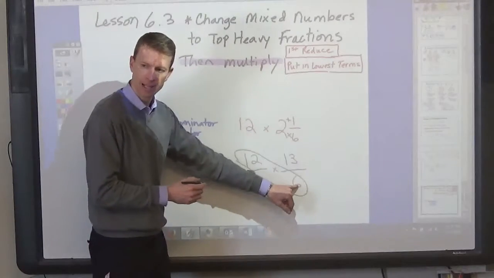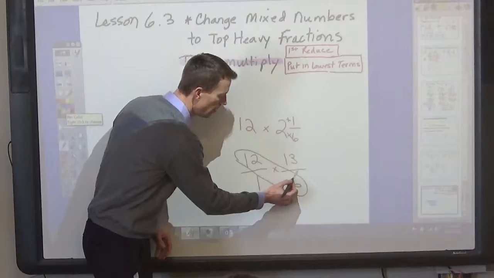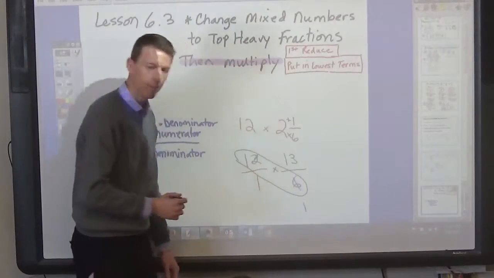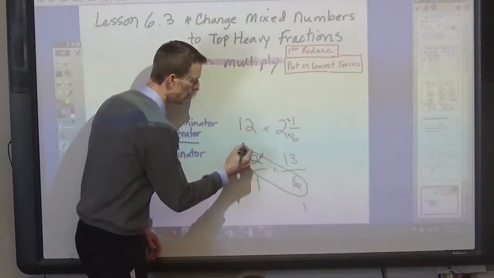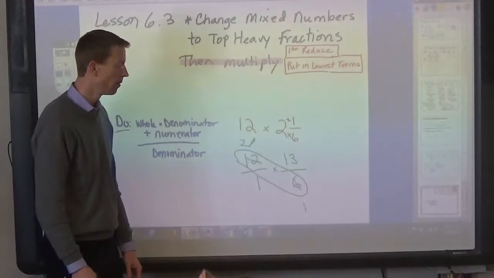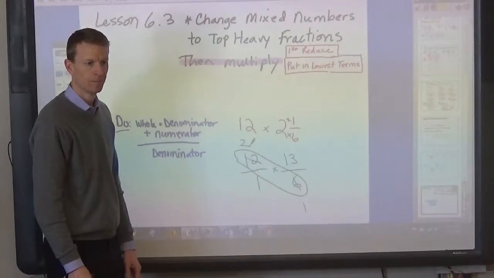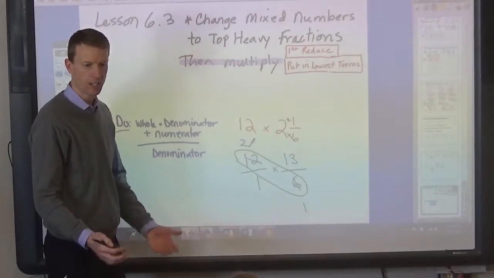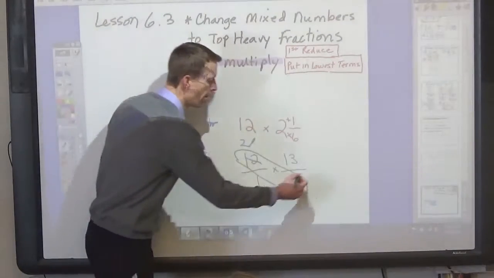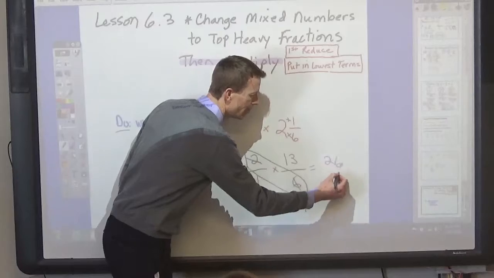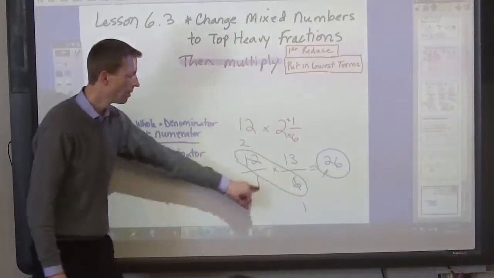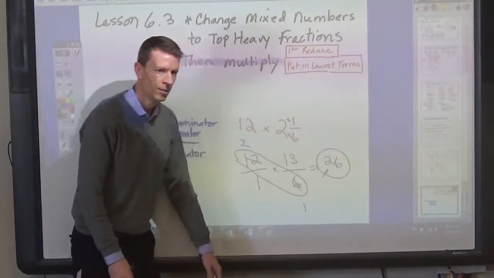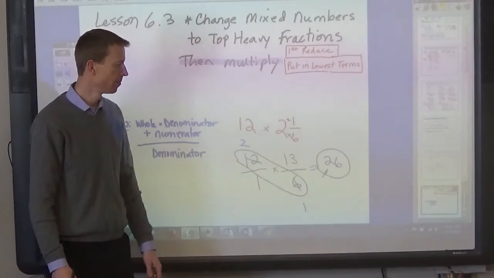So 6 divided by 6 is? 1. 12 divided by 6 is? 2. And now multiply. 2 times 13. That'd be like adding 13 plus 13. 26. Yep. Oh, 1 times 1 is 1, so it's just 26.